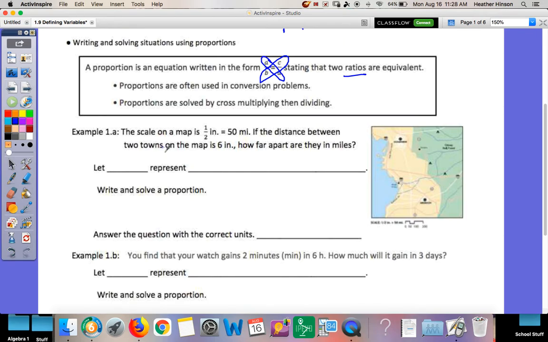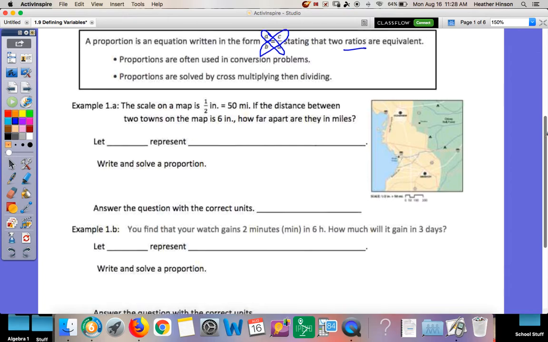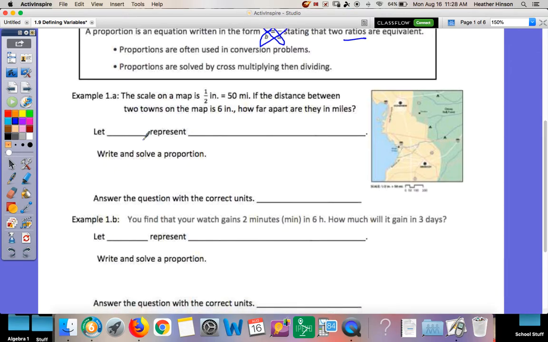So, for example 1a, the scale on a map is 1/2 inch equals 50 miles. If the distance between 2 towns is 6 inches, how far apart are they in miles? So what do we not know? We know our inches, we know 1/2 inch is 50 miles, we know 6 inches, but what is 6 inches? We don't know. We don't know how many miles that is. So we need to look for the number of miles. We know 1/2 inch is 50 miles, but how much is 6 inches? That's what we have to find. So a proportion is just going to be a fraction.